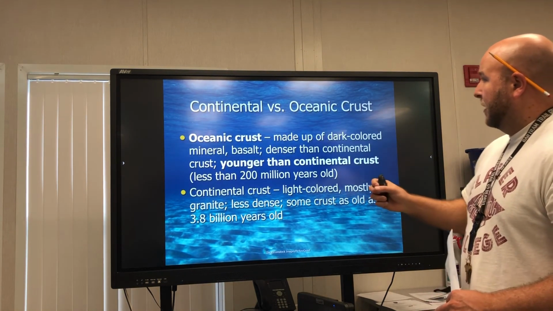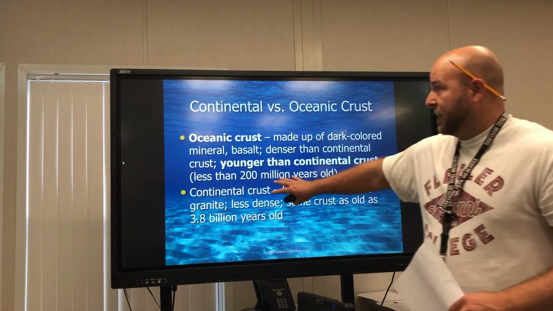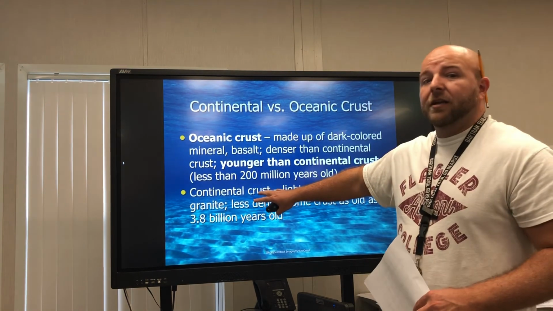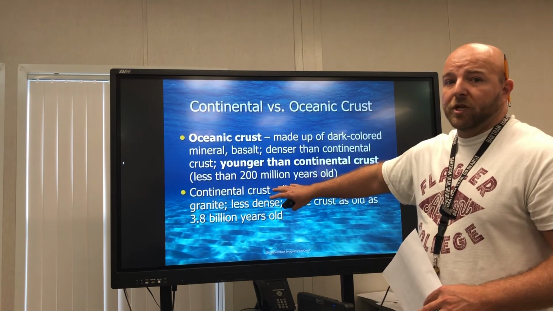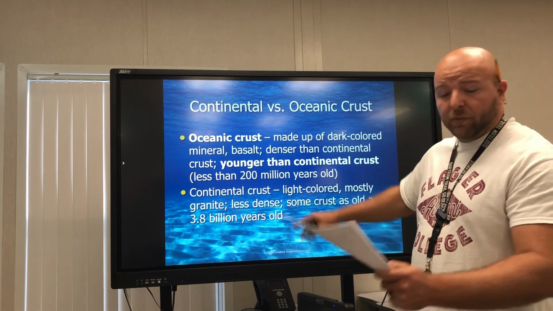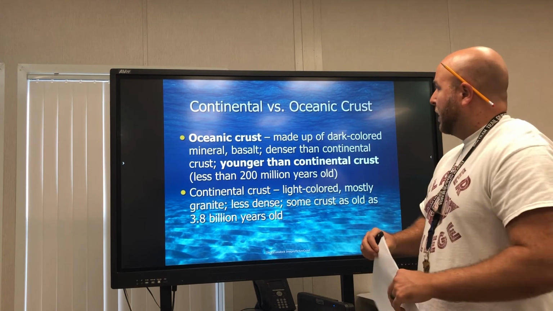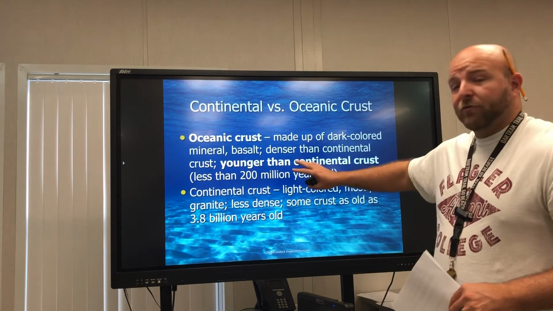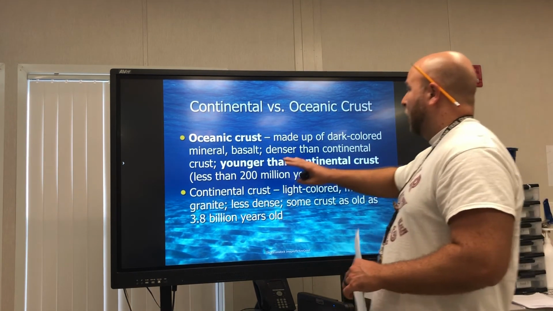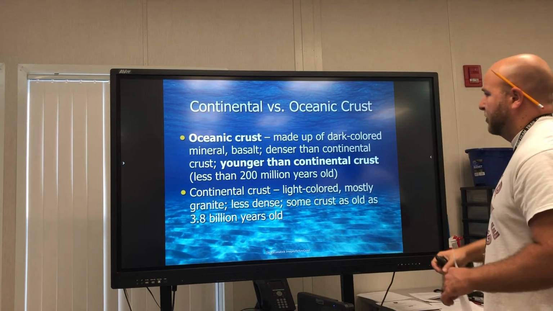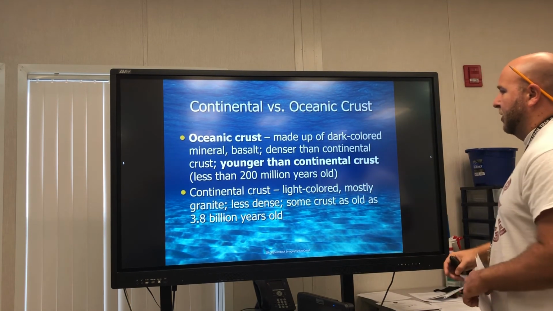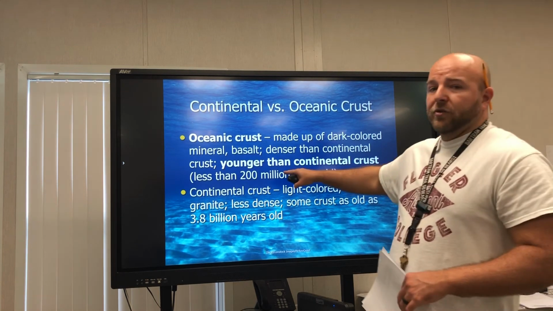And then I do want to mention this. We're going to come across this again in lesson 2.3, but really I would love for you to go ahead and write it at the bottom of your sheet here. You've got some room to include this at the bottom. This is a really important fact that we want to make sure that you understand. Oceanic crust is made up of dark colored mineral basalt, denser than continental crust. It is younger than continental crust.